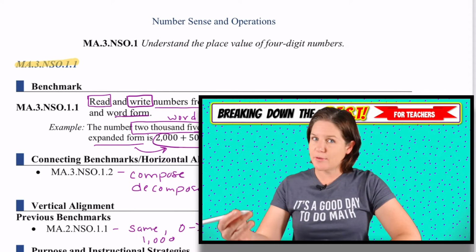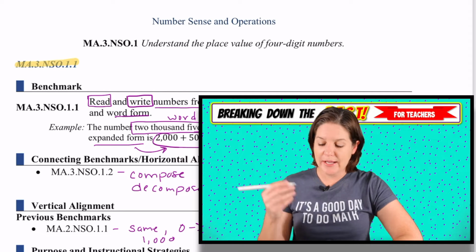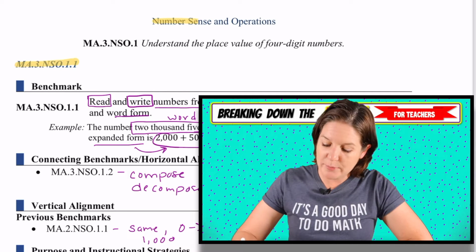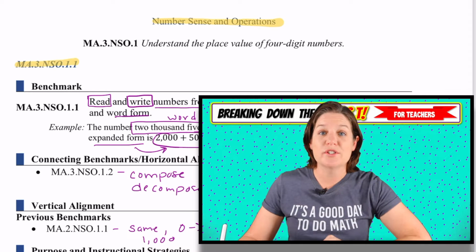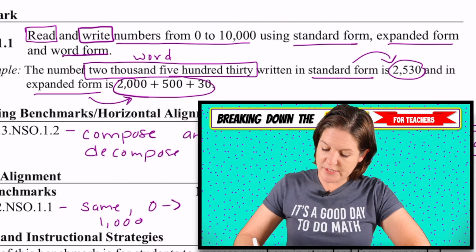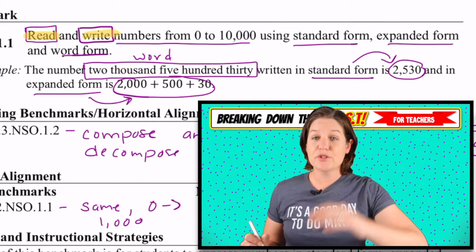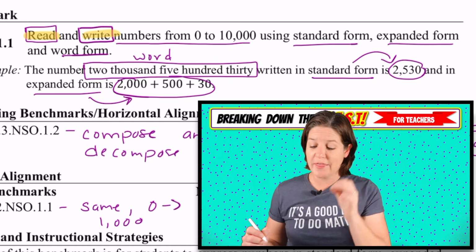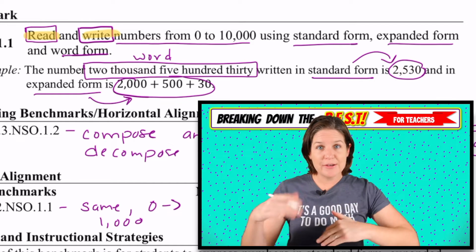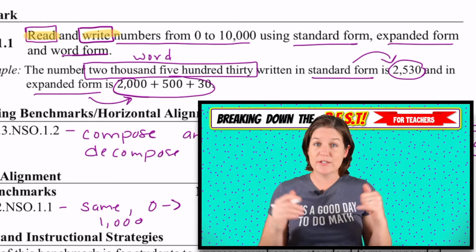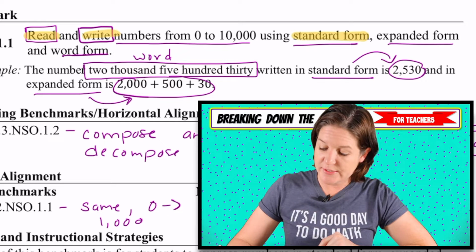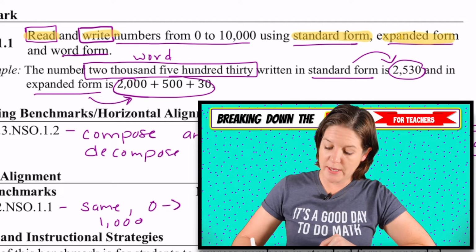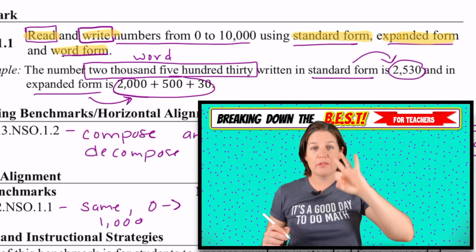MA.3.NSO.1.1. MA stands for math, 3 stands for third grade, NSO stands for the strand up here, which is number sense and operations, and then we got 1.1, which is the benchmark for today. So this standard says to read and write numbers from 0 to 10,000, meaning 10,000 is our limit at the top and 0 is our limit at the bottom, in between those two, using standard form, expanded form, and word form. So those are our big three here.